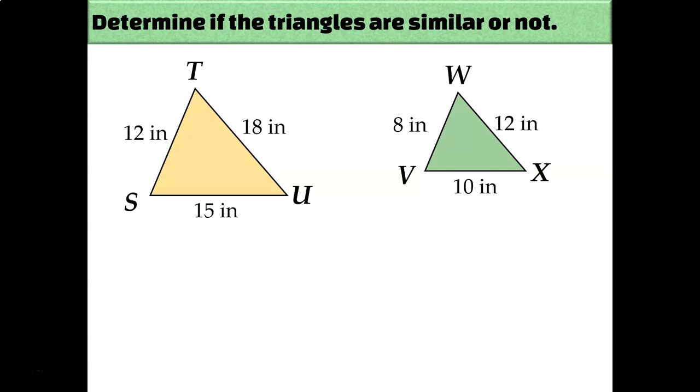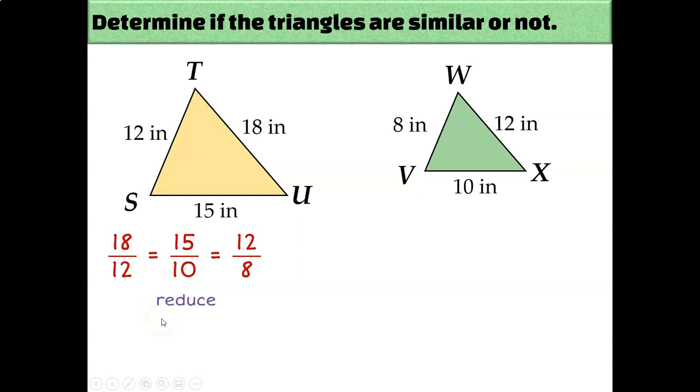So if I'm going to use side-side-side similarity, I need to show that all three pairs of corresponding sides are proportional. So let's set up a statement of proportionality and reduce. I'm going to do long side over long side, so 18 over 12, equals medium side over medium side, equals short side over short side. And all of the yellow triangle lengths are on top, and all of the green triangle lengths are on bottom. So let's reduce and see what we get.